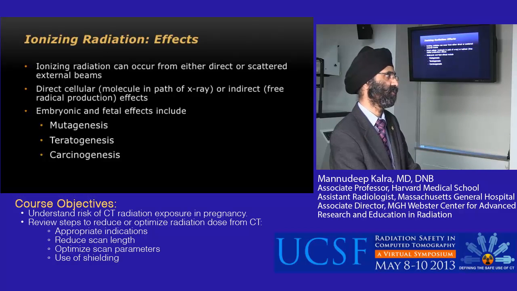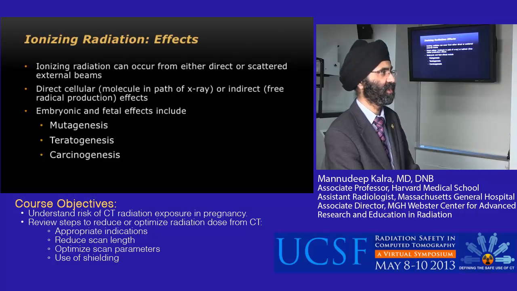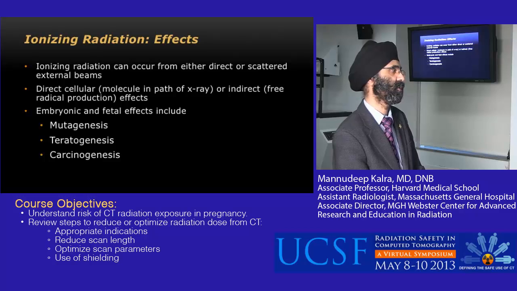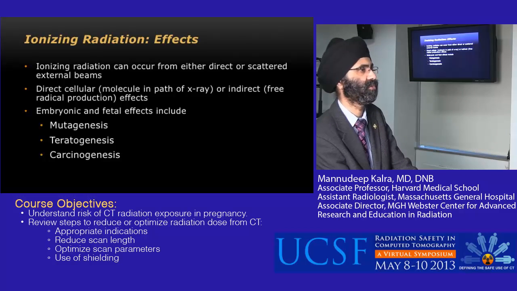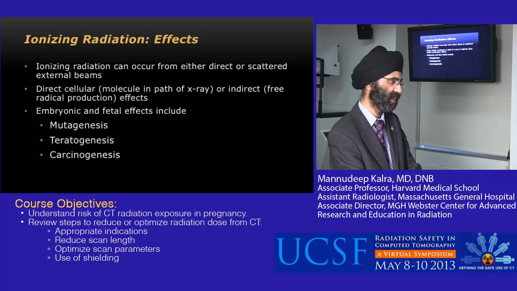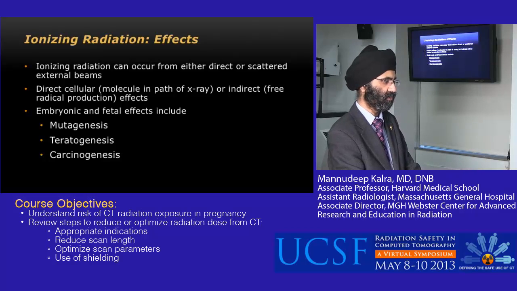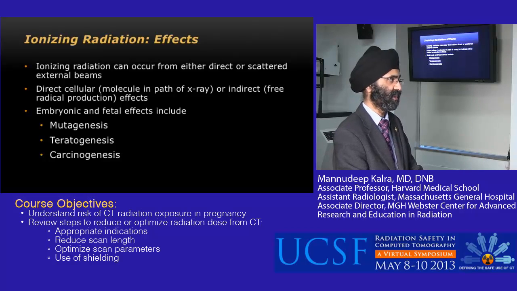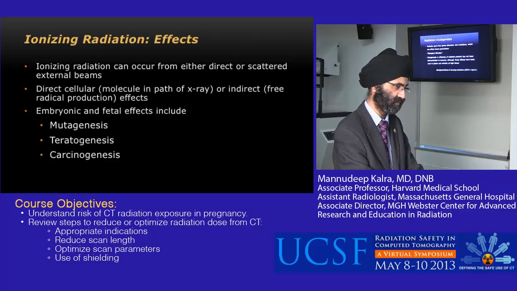The effects on the fetus can result either from direct cellular damage when the molecule, predominantly the DNA molecule, lies in the path of the X-rays, or it can occur as an indirect effect where a free radical that is formed because of the radiation exposure interacts and damages the DNA and leads to an effect. So the effects of radiation dose in an embryo can be of three types. It can lead to three types of injuries, basically: mutagenesis, teratogenesis, and carcinogenesis.